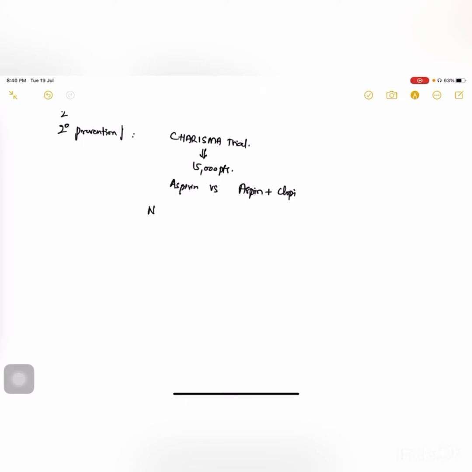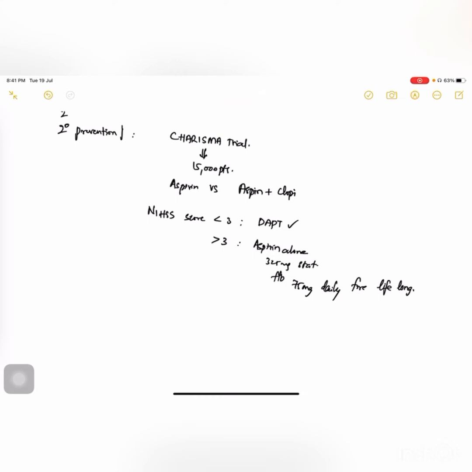According to this, if NIHSS score is less than 3, dual antiplatelet therapy is recommended. When the score is greater than 3, we give aspirin alone, 325 mg stat dose, then followed by 75 mg of aspirin daily lifelong.